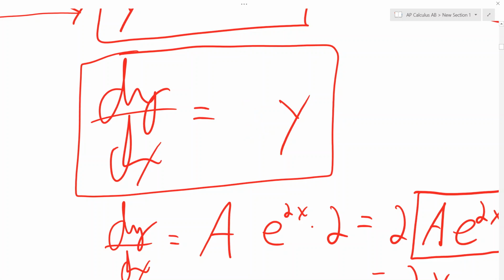What if this was a 10? What would the answer to that be? What do you derive to get the same exact thing but times 10? Not 10e to the x. If you derive 10e to the x, you get 10e to the x, the same thing. Yeah, it's got to be e to the 10x. Is it okay?